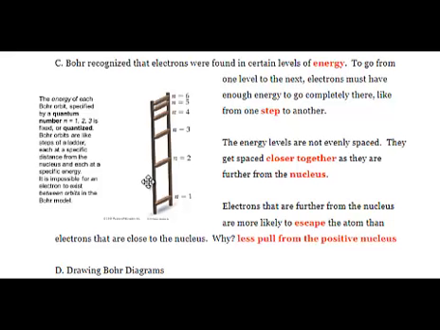Electrons that are further from the nucleus are more likely to escape the atom than electrons that are close to the nucleus. That should kind of make sense because remember in the nucleus you've got the positive protons, and since electrons are negative, they're going to be attracted to protons. But the ones right here, right by the nucleus, they're really attracted to the nucleus. Up here in n equals 6, they're getting pretty far from that nucleus, and they're not going to be quite as pulled in by that positive nucleus.